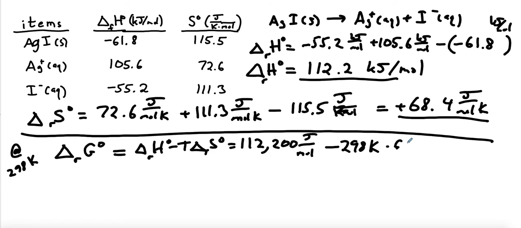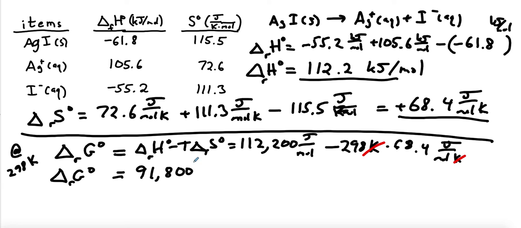And so we've got our positive entropy of 68.4 joules per mole per Kelvin. I've got 298 kelvins. Multiply that out, cancel my kelvins, so I'm adding joules per mole to joules per mole, and I'm going to get my delta G standard. And when we punch all this in, we end up with a positive number. This is going to come out to be a positive 91,800 joules per mole, or we could say it's 91.8 kilojoules per mole, but it's a positive number. So this delta G standard is positive.